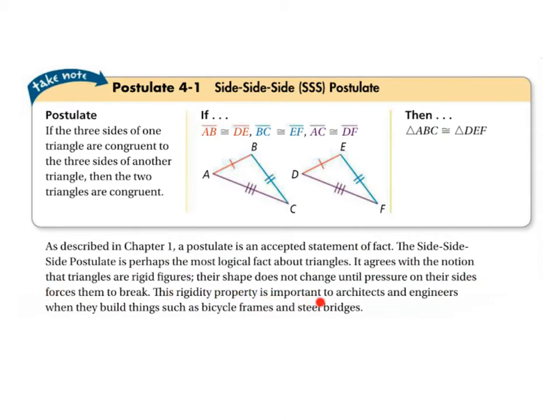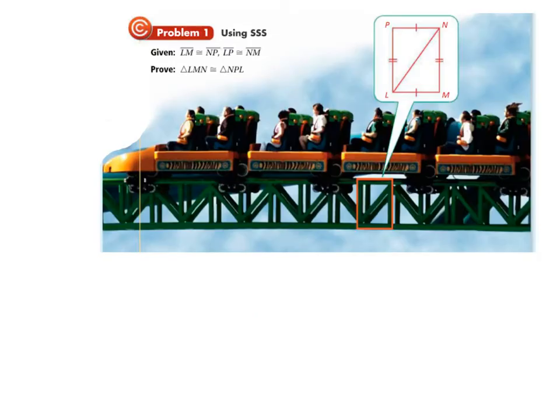And this rigidity property is important to architects and engineers when they build things such as bicycle frames and steel bridges. If you know all of this, they're going to be locked into position and shape, and they will be definitely congruent. So knowing that, you can write a proof here.